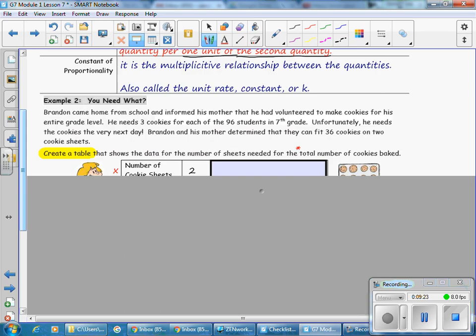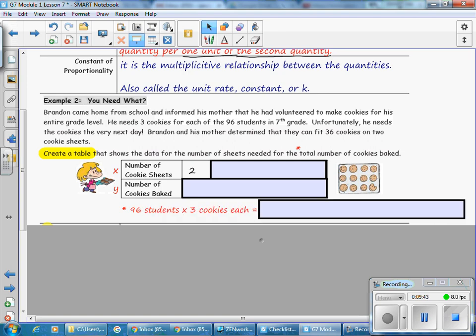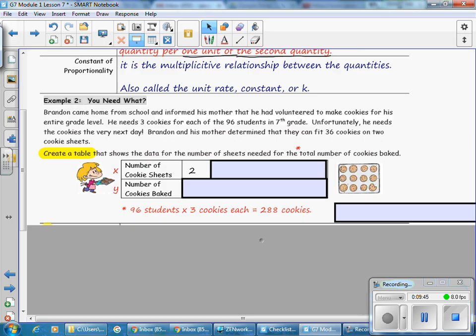Well, the first thing that you will want to determine is how many cookies do you need to bake altogether. So if you have 96 students and they are getting 3 cookies each, take a minute, pause the video, and find out how many cookies they will need altogether. If you found out that they will need 96 students times 3 cookies each is 288 cookies. So the answer is 288 cookies altogether. Next, create a table that shows the data.